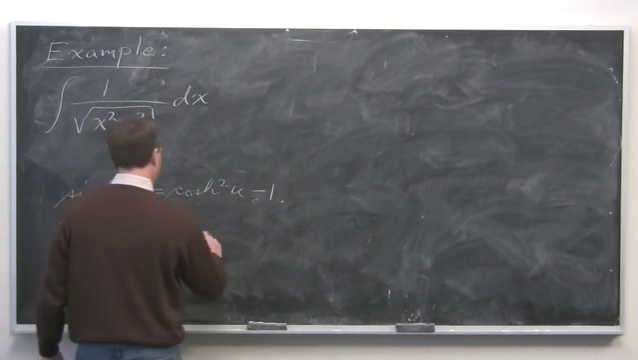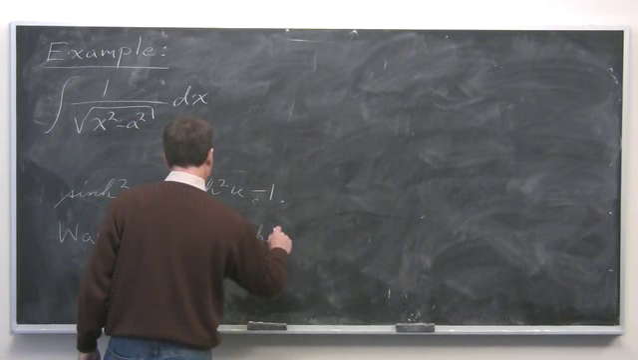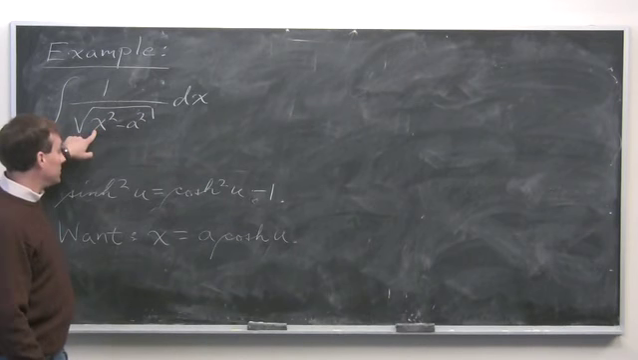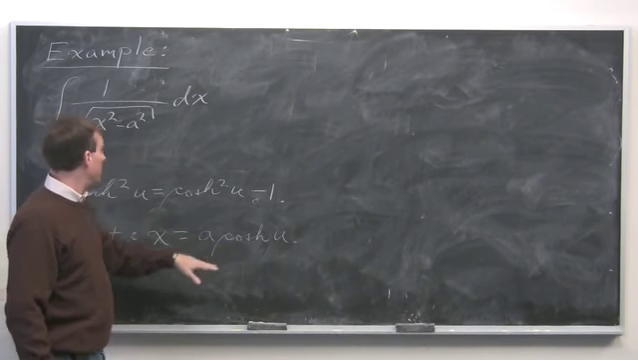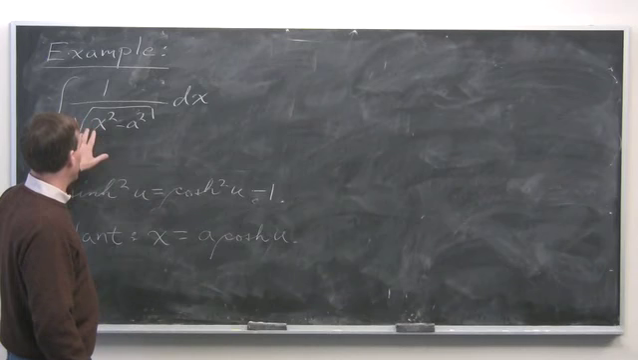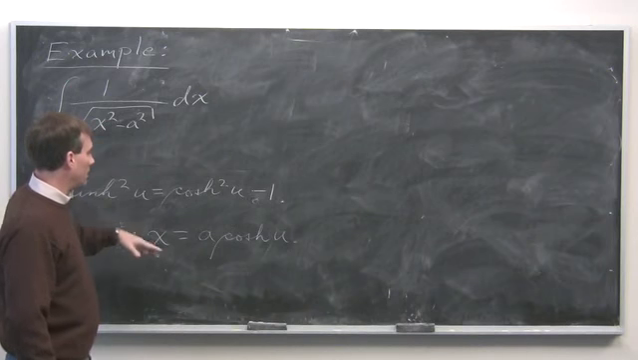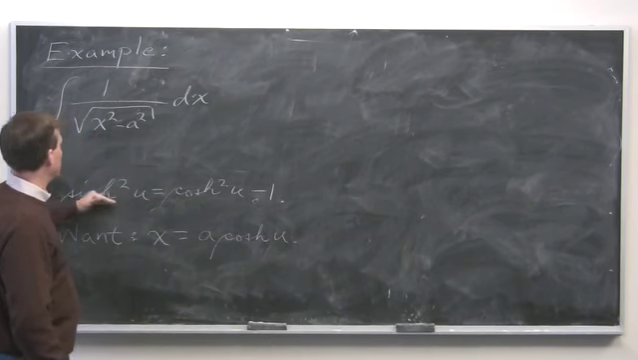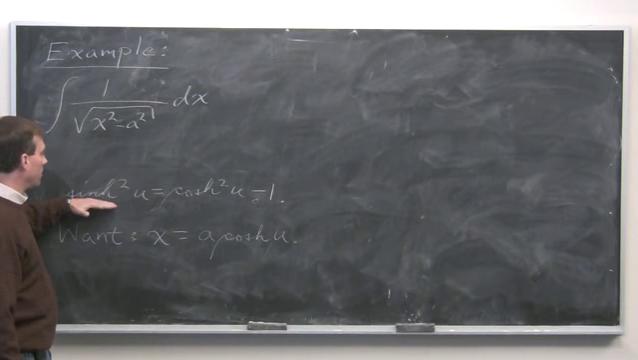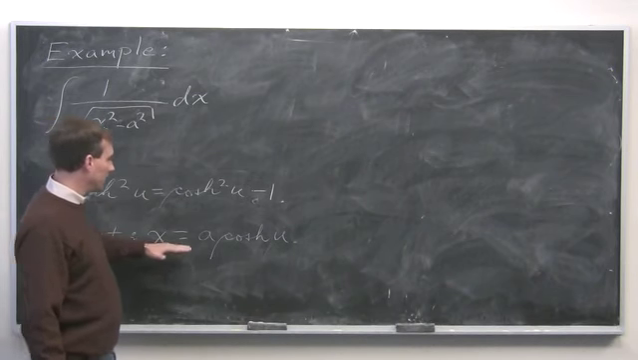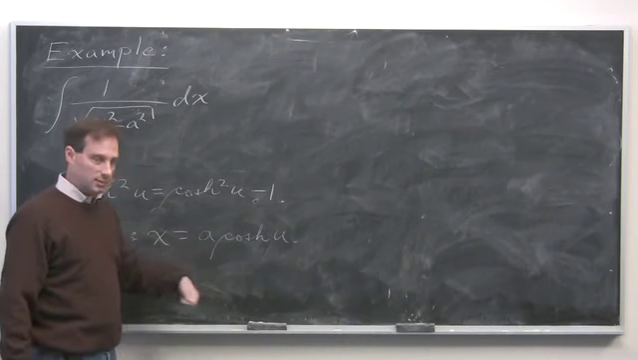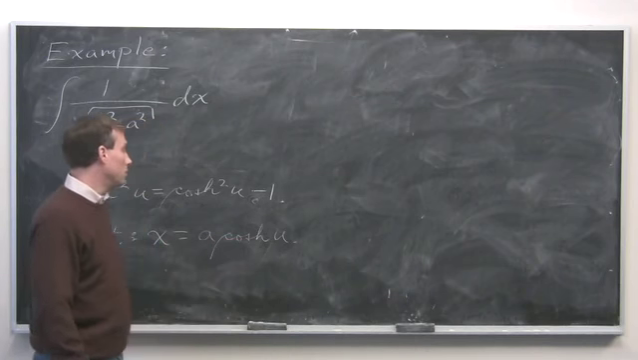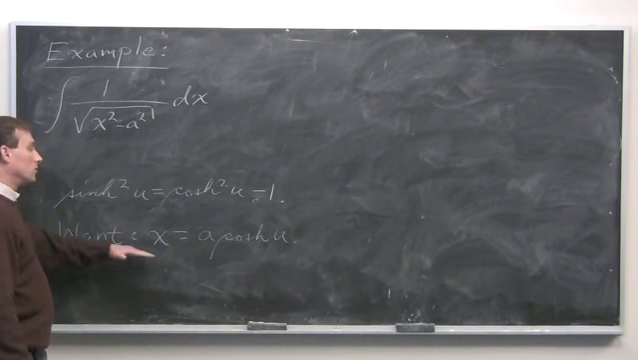What you'd like to do is you want x to equal a times the hyperbolic cosine of u. Why? Because if x is a times hyperbolic cosine of u, x squared is a squared times hyperbolic cosine squared. You can factor out the a squared, and you're left with hyperbolic cosine squared minus 1. But that's hyperbolic sine squared, and you'd take its square root and get hyperbolic sine. And then dx, again, is easy to find: it's a times the derivative of this, which is hyperbolic sine of u times du. So this will be nice.